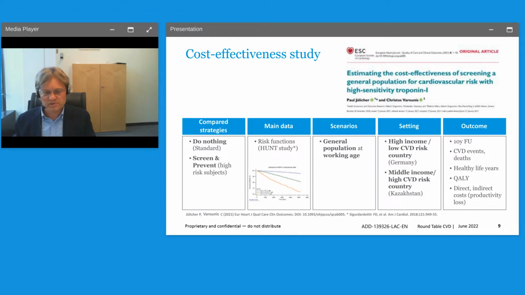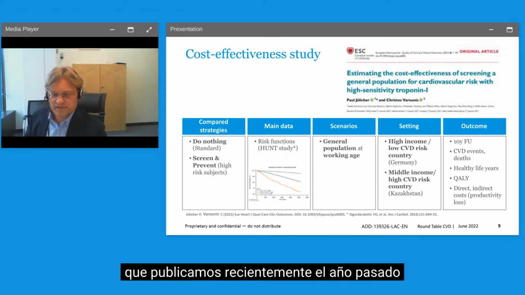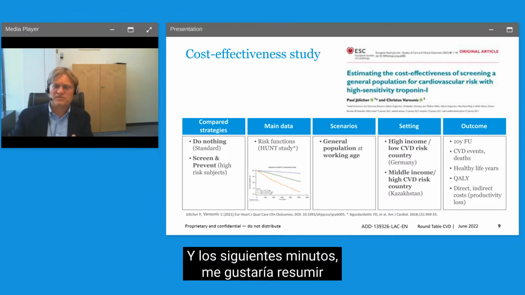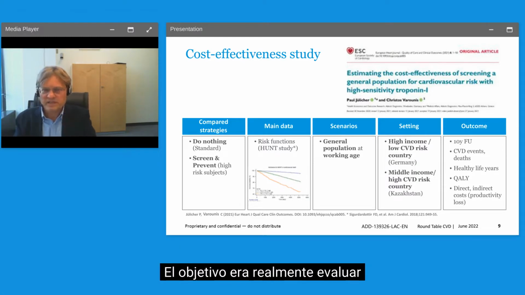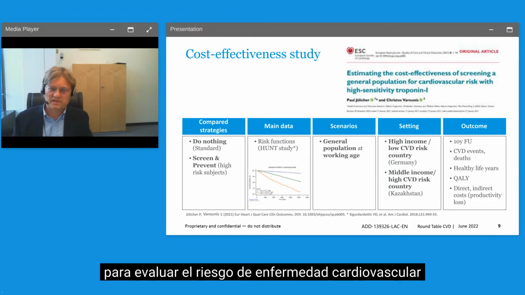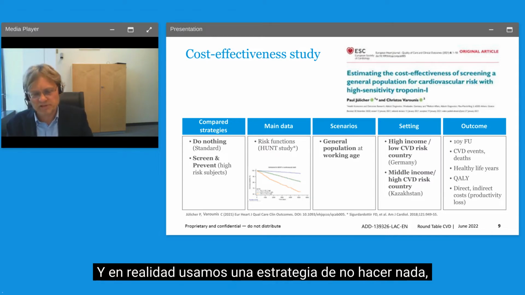And this was the starting point for a study that we published last year. In the following minutes, I'd like to summarize and discuss the design and the results of the study. So the objective was really to evaluate the cost effectiveness of using high-sensitivity troponin I for assessing cardiovascular disease risk in a general population at working age. And we actually used a do-nothing strategy as baseline.